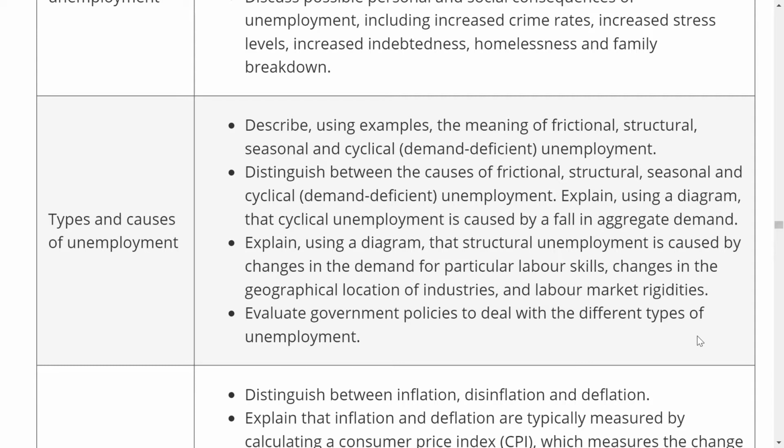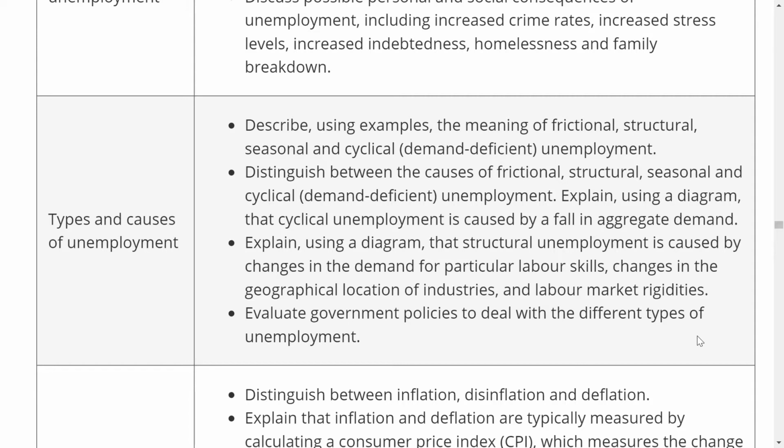Now, the second type of unemployment is what we call frictional unemployment. Frictional unemployment is what occurs between jobs. For example, a college graduate has just graduated from university, and there is a phase between his graduation and finding a job. That time period between graduating and finding a job is what we call frictional unemployment.